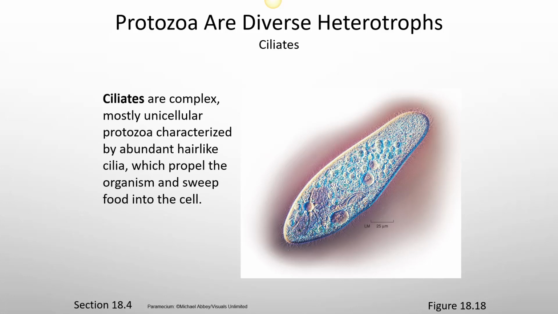Ciliates. Ciliates move using cilia. They have cilia all around their surface or clustered on one end, and that's how they're going to move it forward, and it also sweeps food into the cell. There's only one real main pathogen and that's called Balantidium coli, which causes diarrhea.